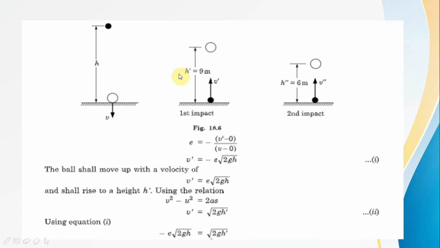What we know is h dash and h double dash, 6 meter. We do not know v, we do not know v dash, we do not know v double dash. So if we find h in terms of h dash or h double dash, and if we find e also in terms of h dash and h double dash, we can solve this numerical. So now let's start solving this numerical.